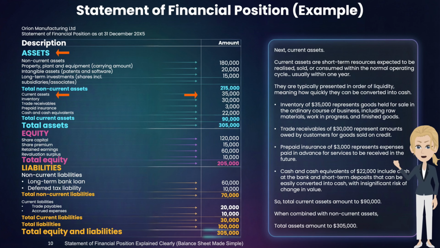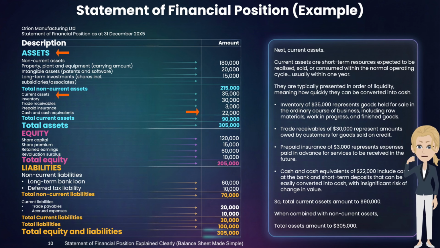Inventory of $35,000 represents goods held for sale in the ordinary course of business, including raw materials, work in progress, and finished goods. Trade receivables of $30,000 represent amounts owed by customers for goods sold on credit. Prepaid insurance of $3,000 represents expenses paid in advance for services to be received in the future.